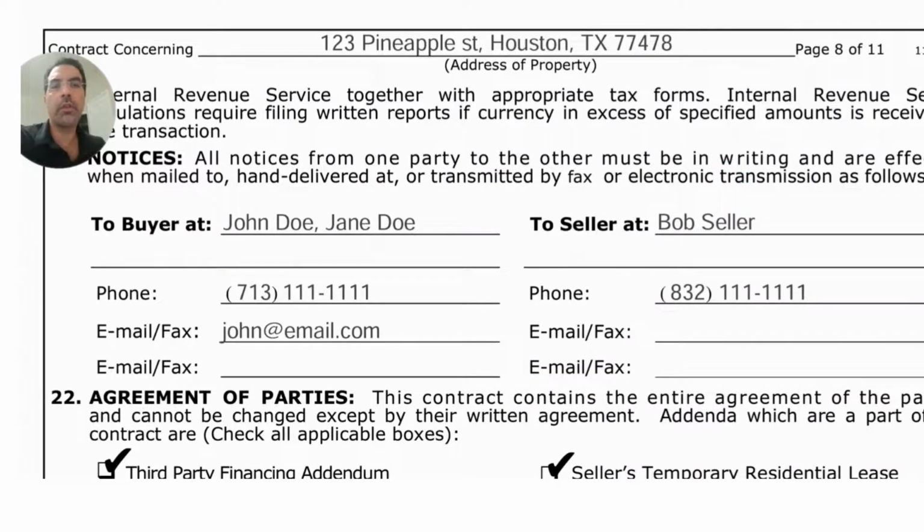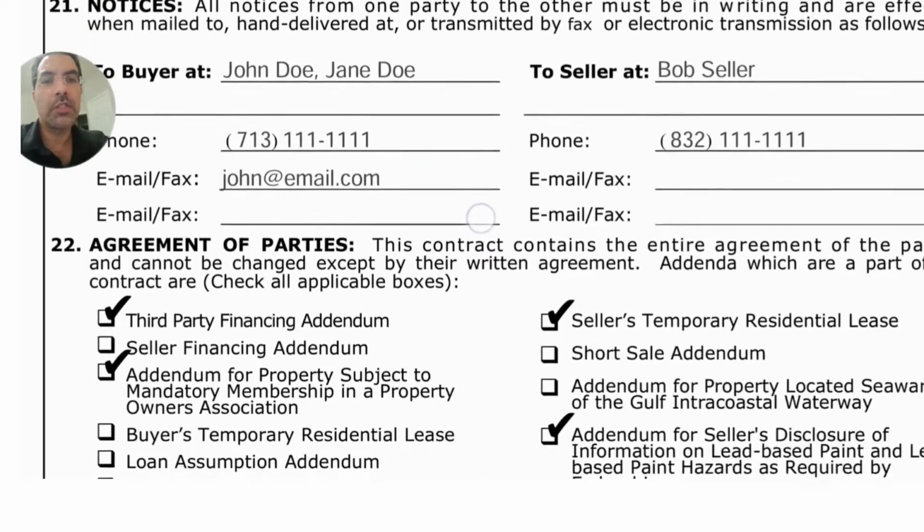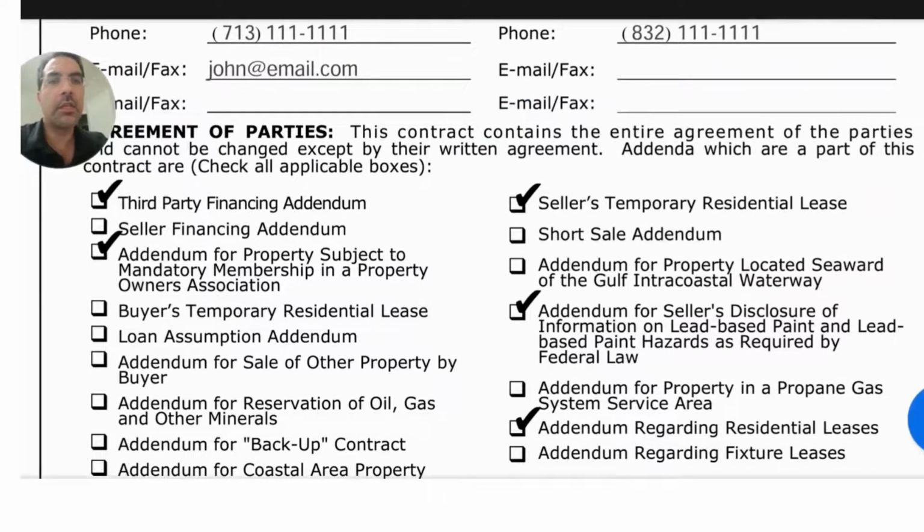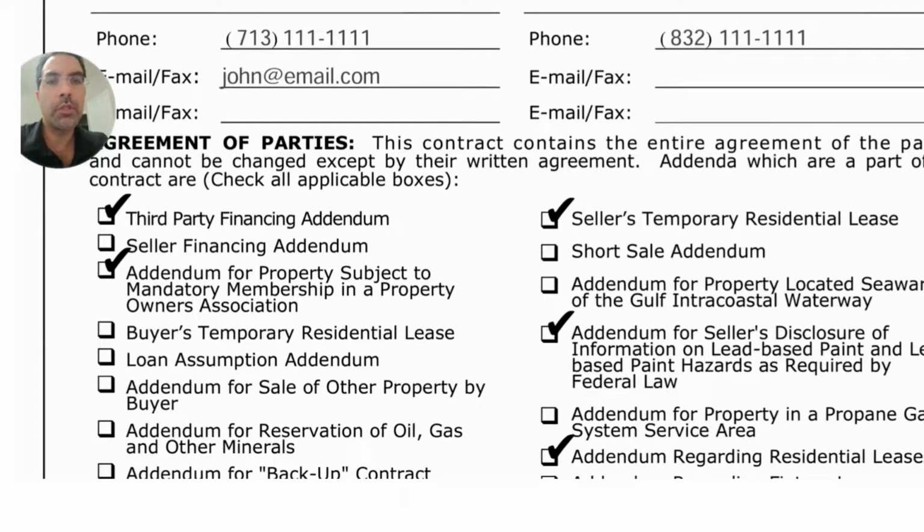Notices, where do you want all the documents and disclosures and paperwork to go? So the buyer's email address and phone number will go here, and the seller's email address and phone numbers will go here. Section 22, if you're going to add any addendums or documents, this is where you would check them off.